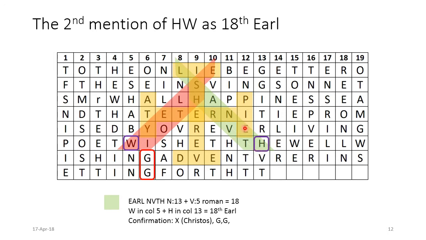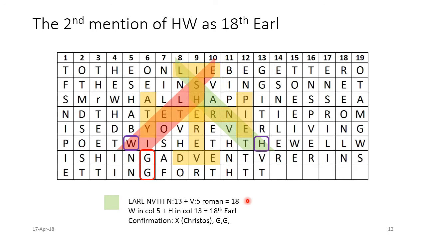On the other side, we have Earl, E-A-R-L. I'm ignoring the S-H because it's overlapping, okay? Earl. And then we have N-V-Th. The Envith Earl. So again, if you want to add up the numbers, N in gematria is 13, V in Roman numerals is 5, we have 18.